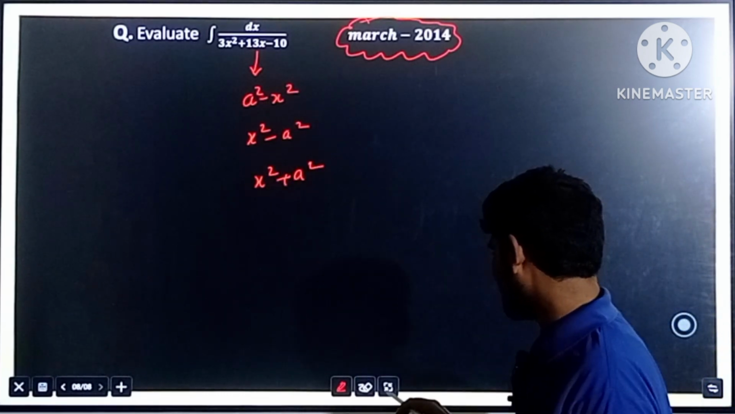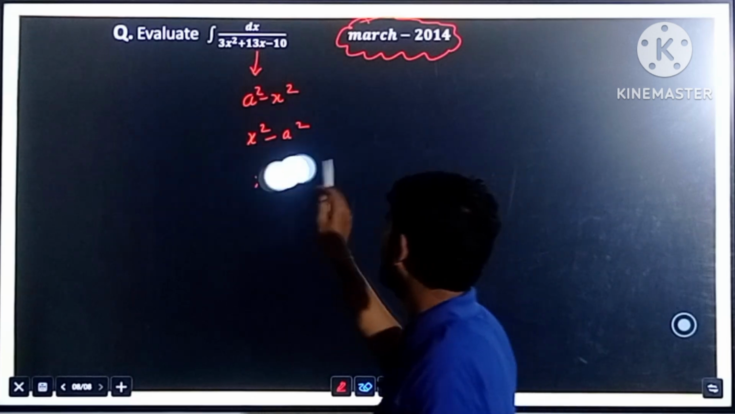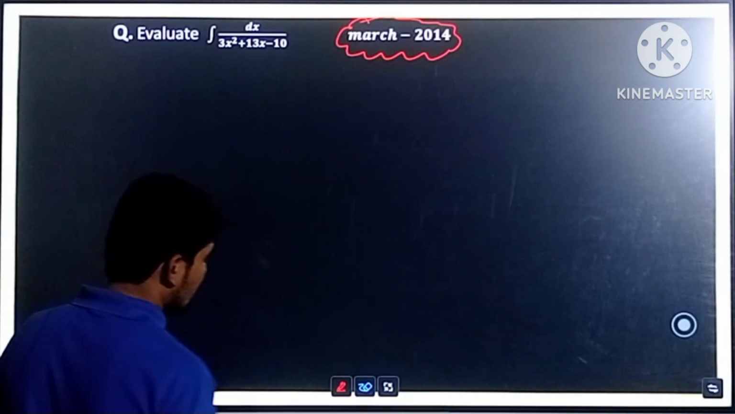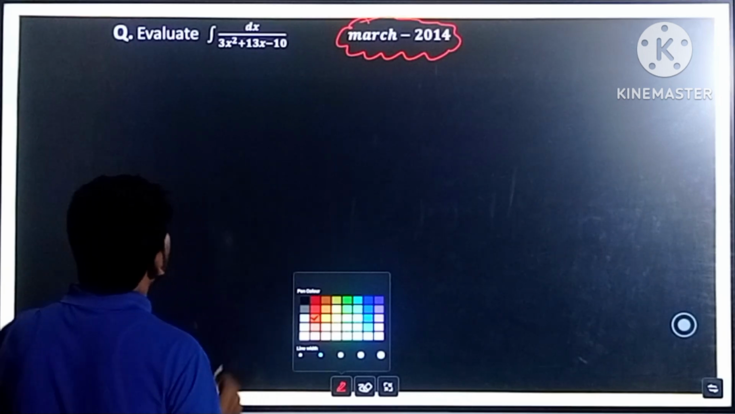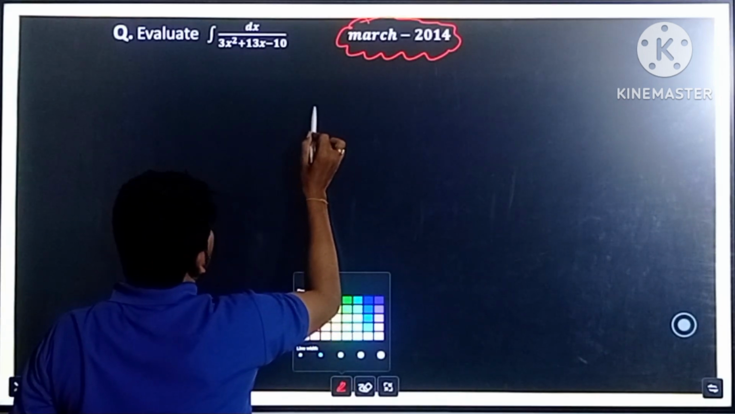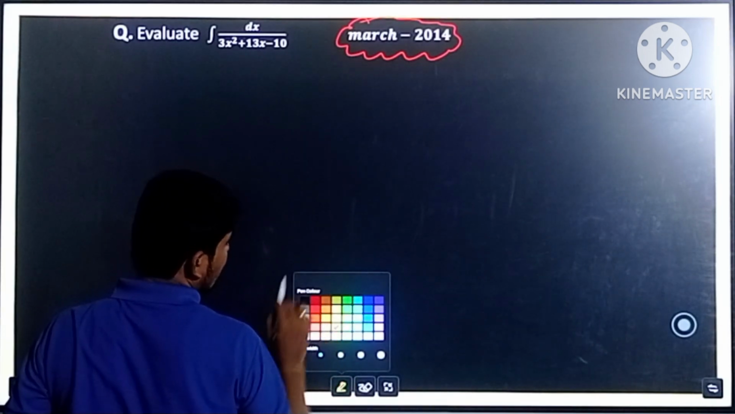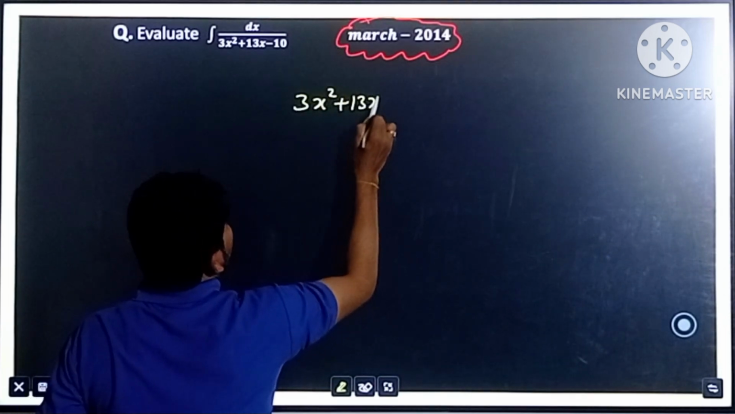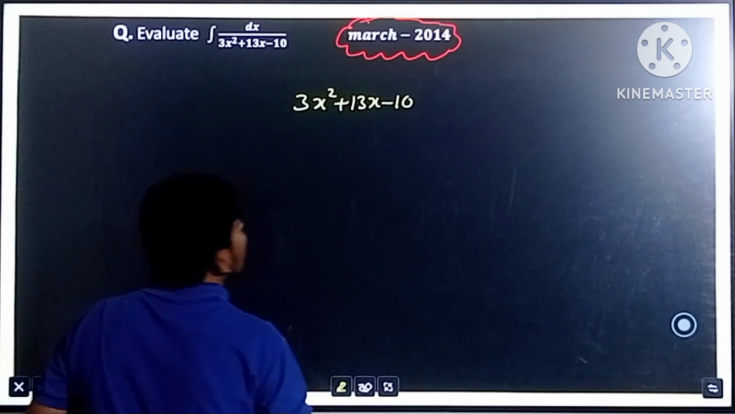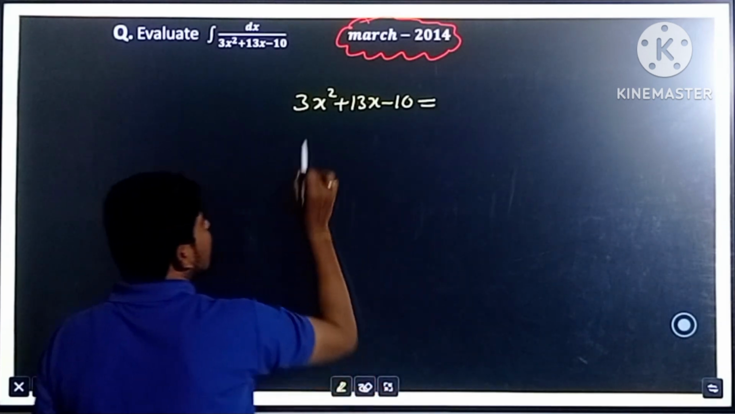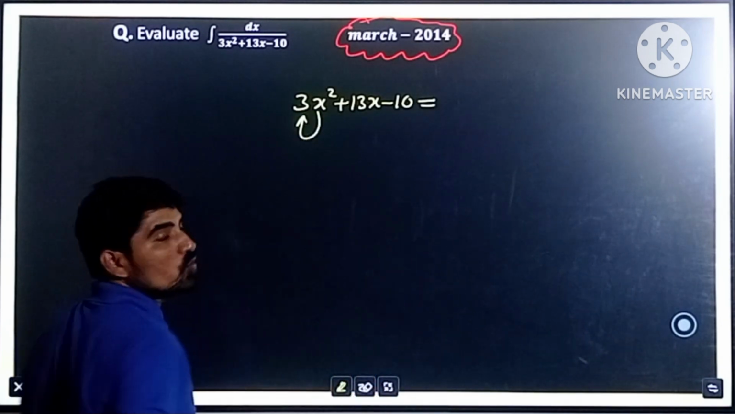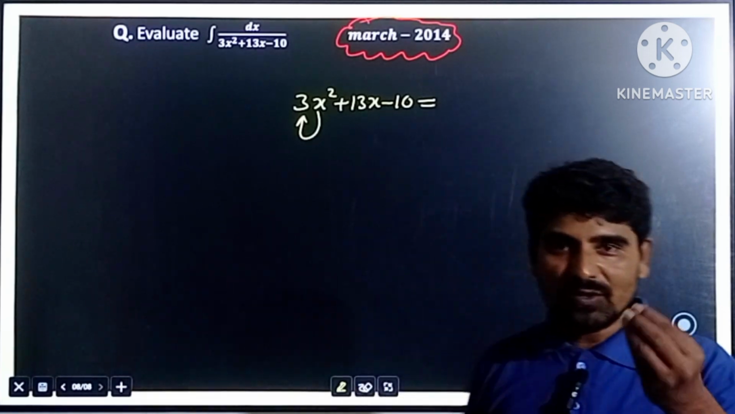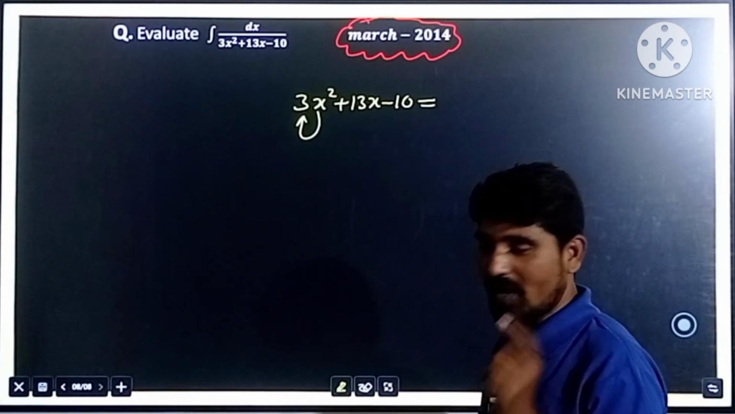So let's start. Already you know how to express the given quadratic expression in any one of the particular function formats. So let us consider the quadratic expression 3x square plus 13x minus 10. Observe here, the coefficient of x square is not equal to 1. Here the coefficient of x square is 3. So first we need to make the coefficient of x square 1.